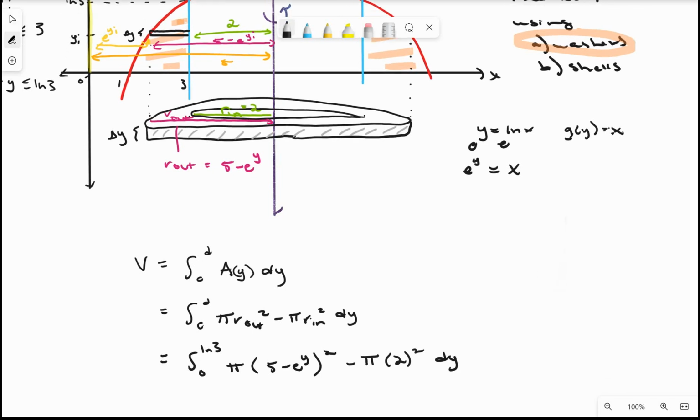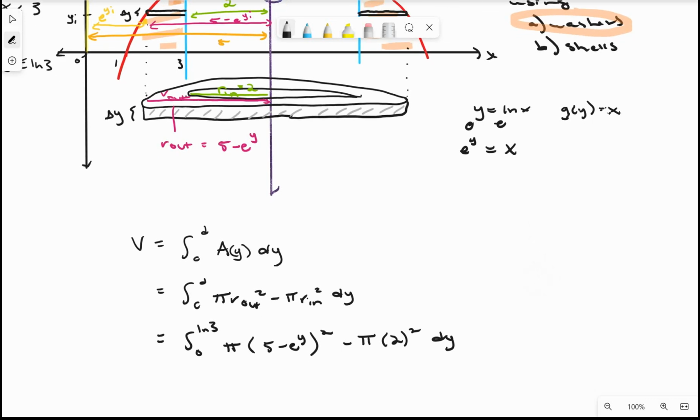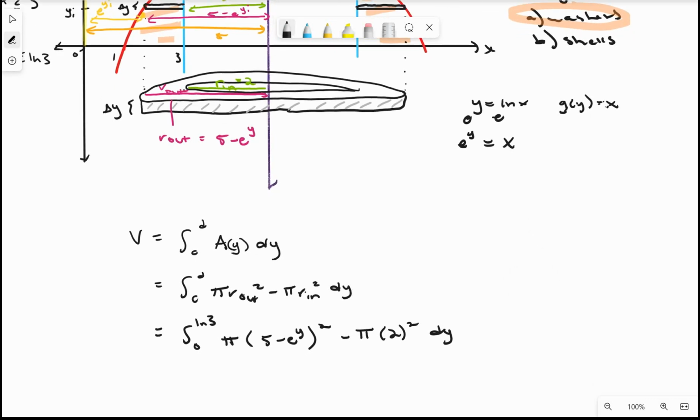So I'm not going to actually compute this. This might be kind of similar to a homework problem, I think. But what you would want to do is expand this. And then you would have a term that's e to the 2y, and then do u-substitution for 2y, right? And you get du is equal to 2 dy, and then dy is equal to du over 2, and so on. Okay, so I'm not going to actually compute the integral. You could do that yourself.